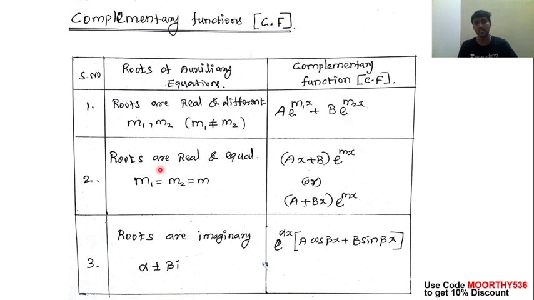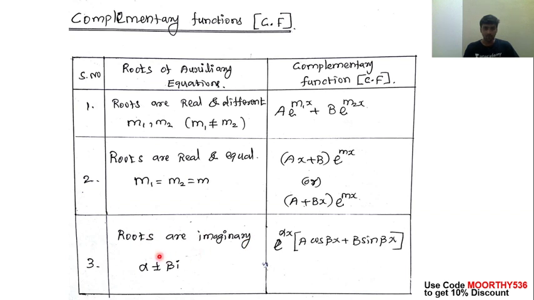The next category is roots real and equal. The roots are real values and also equal. It may be 1 and 1, or 2 and 2, or minus 1 and minus 1, or minus 2 and minus 2. For this category, we use the complementary function (ax plus b) into e^(mx).